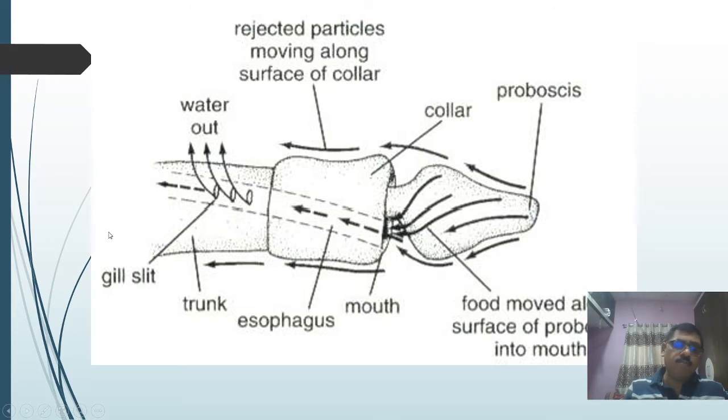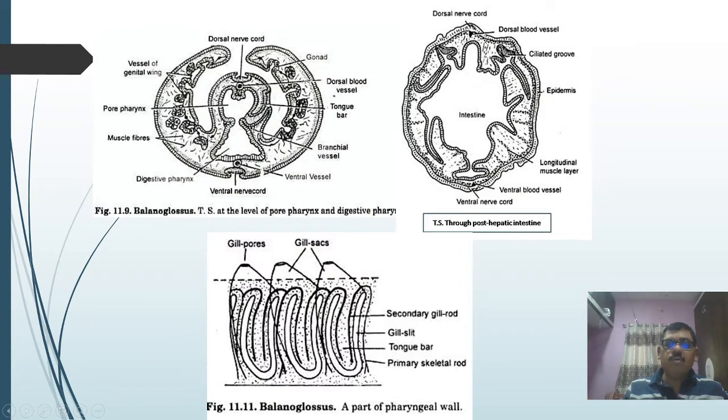This is the course of food material. The excess water present here will leave the body. Exchange of O2 and CO2 will occur in the gill region, and the excess water will be released outside the body by the opening called the gill slits or gill openings. So this is the digestive system and food feeding in Balanoglossus.